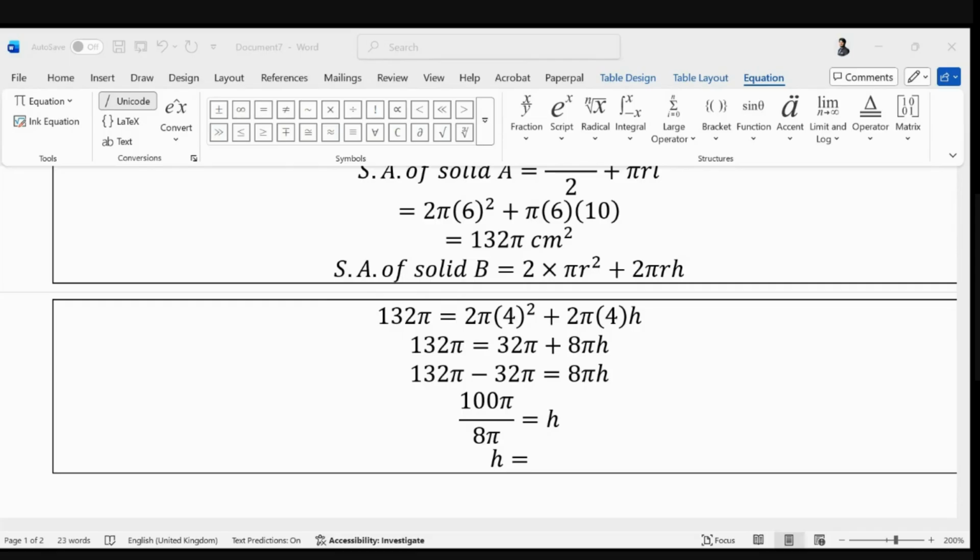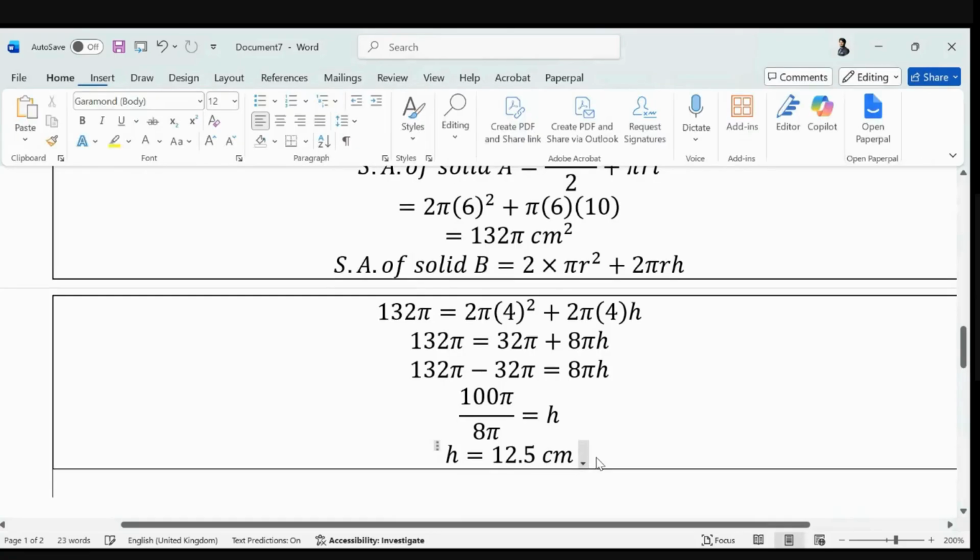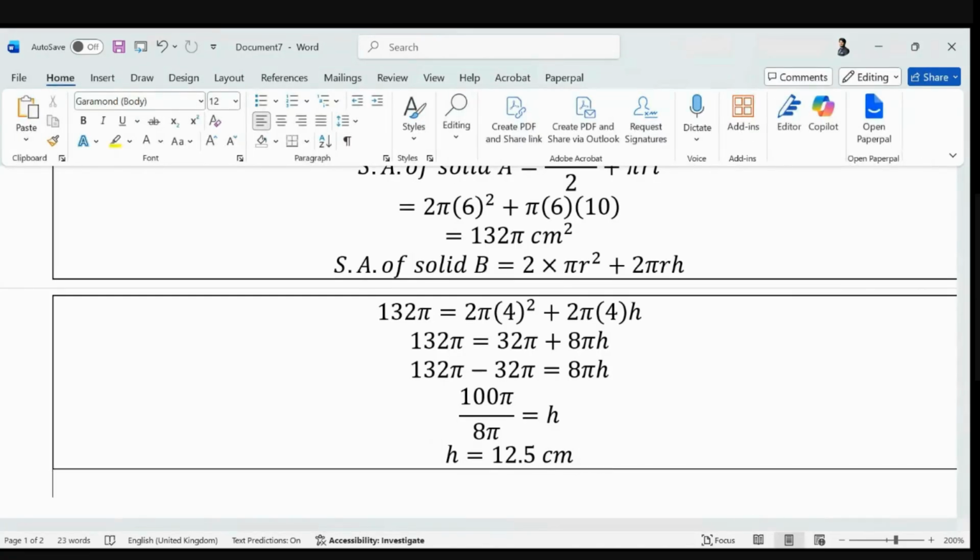So everyone is getting 25 upon 2. Simplify this. Write it as 12 and a half or 12.5. This is what you are getting.